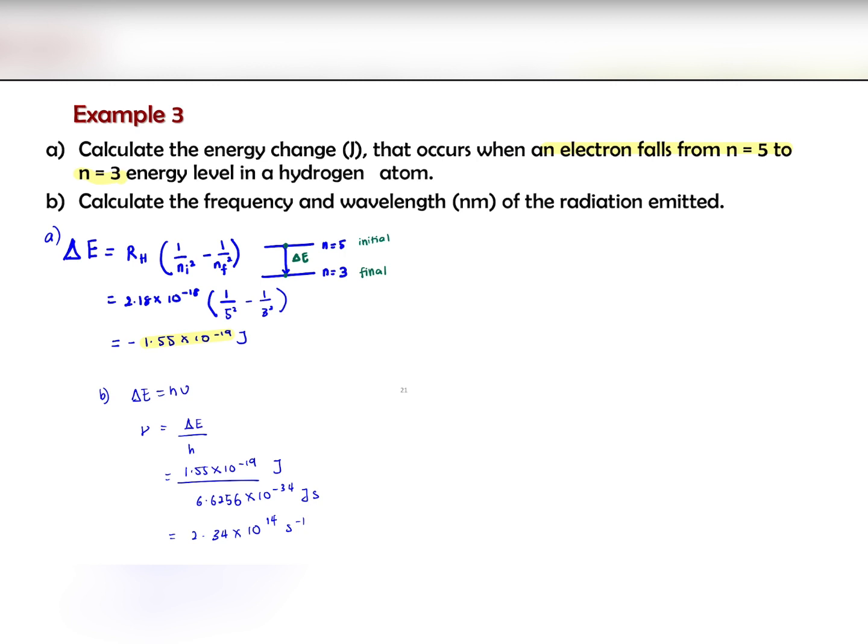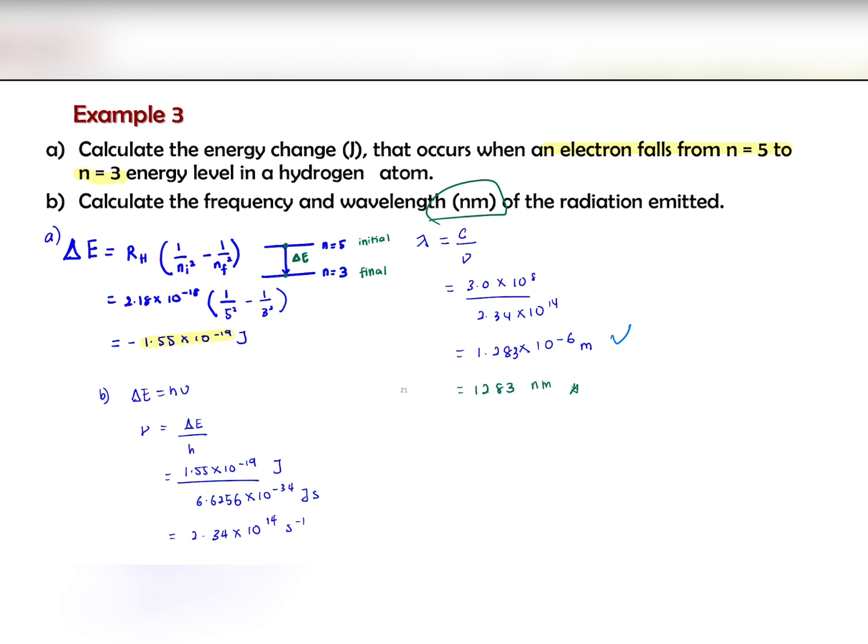Okay, next kita nak cari lambda juga. Lambda equals to speed of light divided with frequency. So, since kita dah ada value untuk frequency, kita boleh guna this formula and then substitute to get the answer. So, the answer in meter 1.283 exponent negative 6 meter.